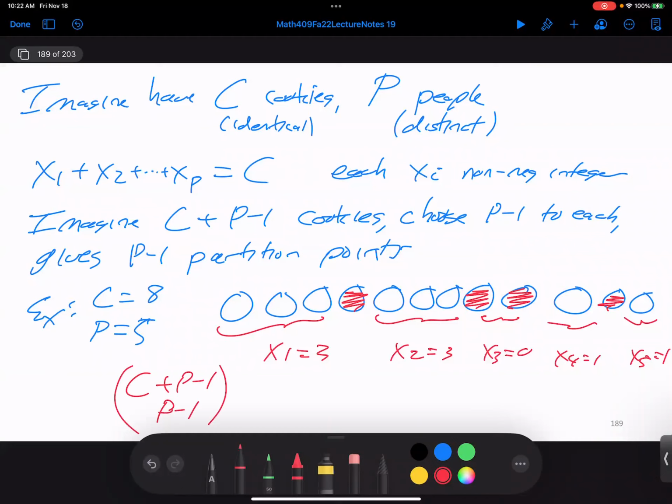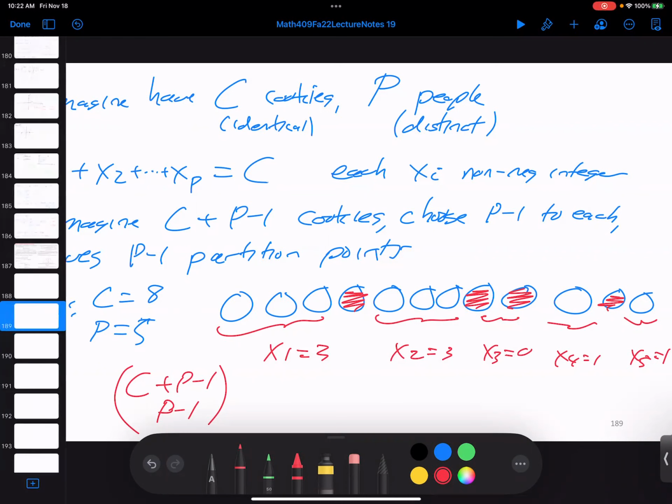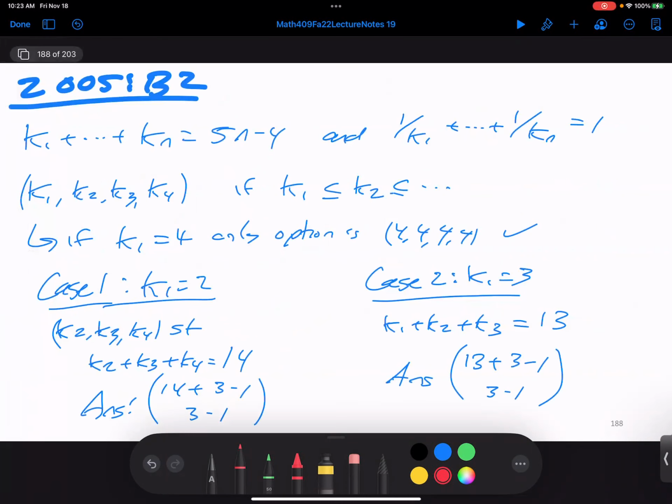Now, 3, 3, 0, 1, 1 is considered different than 1, 1, 0, 3, 3. So this overcounts in terms of what we want for our problem. But worst case, in terms of just getting a sense of how bad the computation would be?